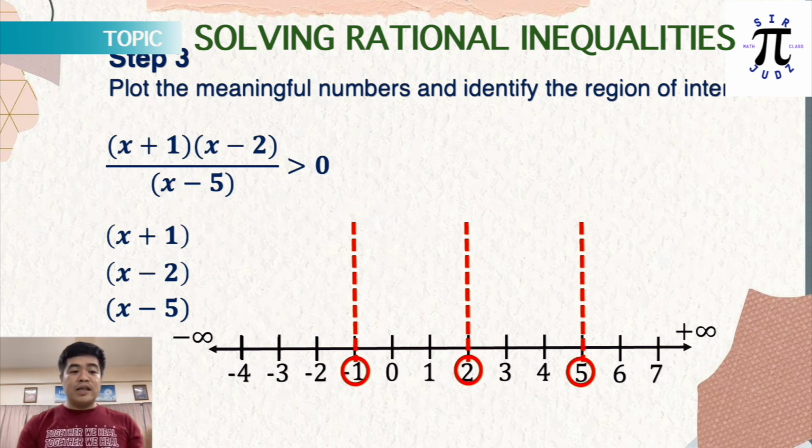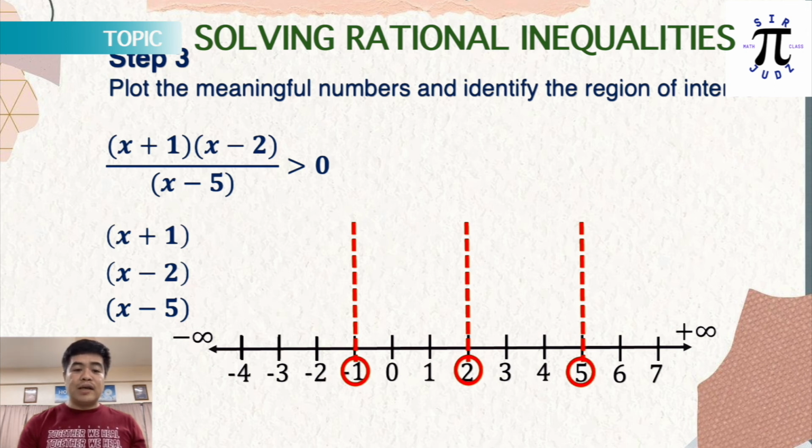Ang pagkasulat dito sa left side ng factors, left side ng graph mo from top to bottom. Okay, ganyan din pagkasulat. So, as you can see, we have -1 as our first meaningful number. Ang nasa left niyan will be negative.